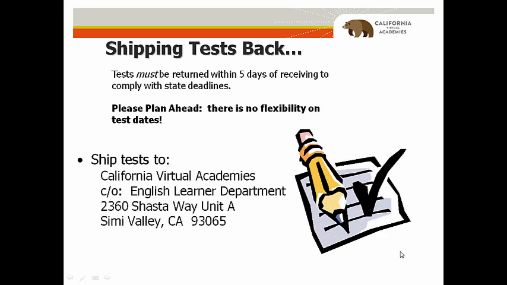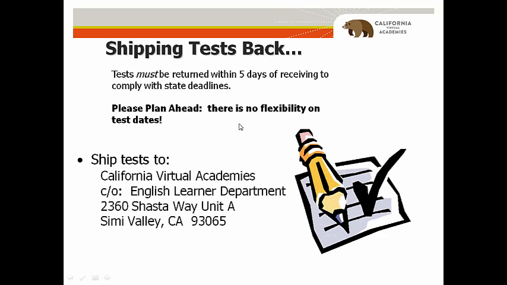So where do you ship them back? Make sure that you stay within that 5-day window of receiving your test to comply with state deadlines. So you've got to do this within 5 days for your initial identification kiddos. You're going to complete your testing, and then you're going to ship this back to the CAVA office. We have an English learner clerk there that does an awesome job of sending out tests and you can return it right back to the main office, to that department. So go ahead and send it to the main office, care of English learner department right there, and Jonathan will take care of those for us.